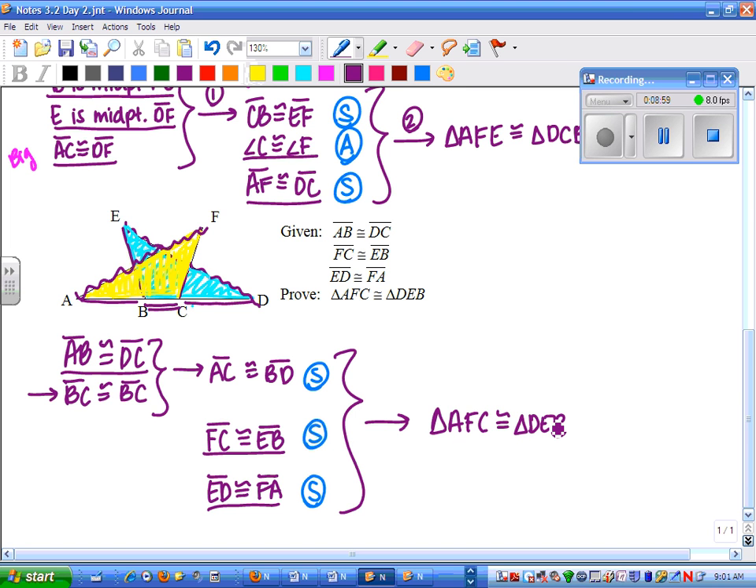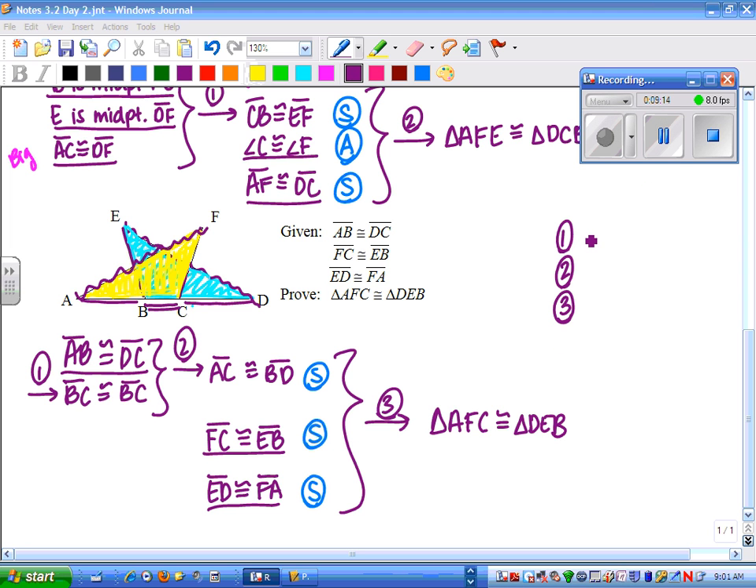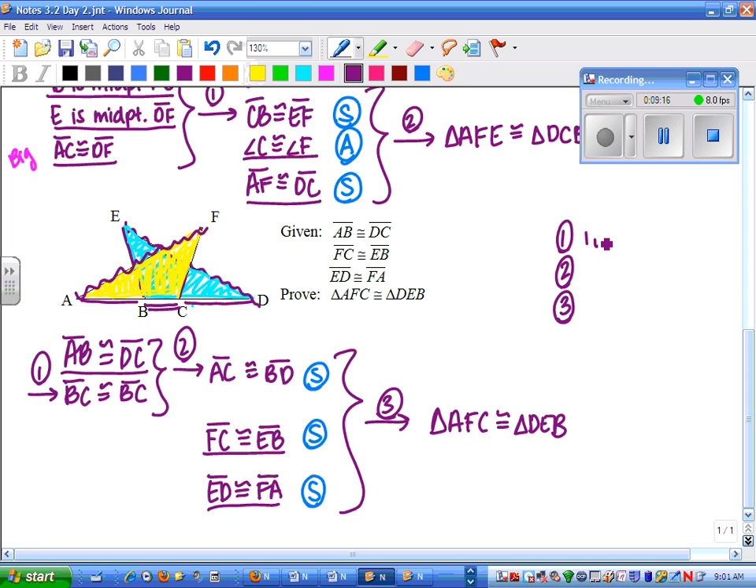Let's go back and label. Looks like this is 1, 2, and last but not least, 3. Go ahead and write your steps out right here. Pause it if you just want to try on your own. Okay, step 1 is reflexive. When something equals itself, we can say that we're using the reflexive property.